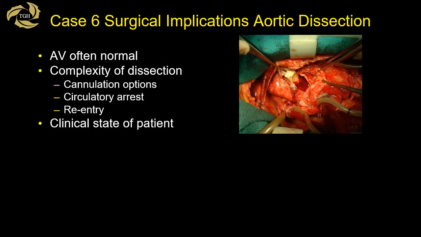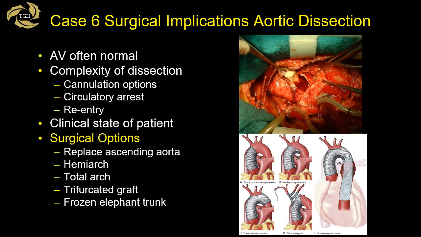In this case of aortic dissection, the aortic valve is often normal. The complexity of the dissection is reflected by the need to decide the cannula options, presence or absence of circulatory arrest, and whether there are re-entry points from the dissection. Ultimately, it's the clinical state of the patient that dictates what procedure needs to be performed.